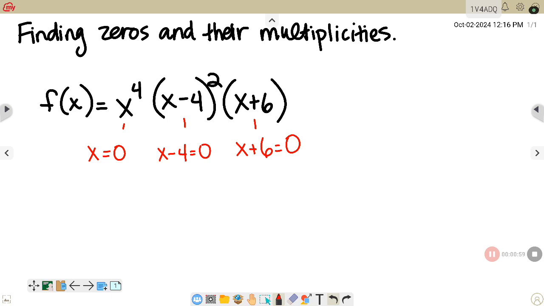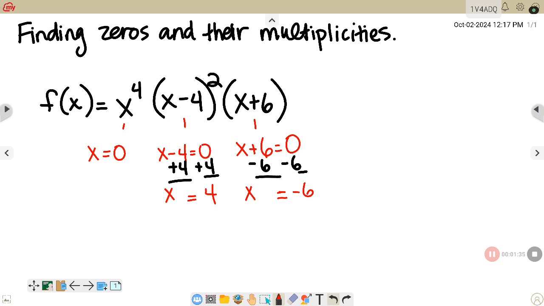So the first one, x equals 0, is already solved. The x minus 4, I need to add the 4 to both sides to get x equals 4. And this last one, I'll subtract the 6 from both sides to get x equals -6. So those are the zeros of the function. In other words, that function is going to have x-intercepts at 0, 4, and -6.